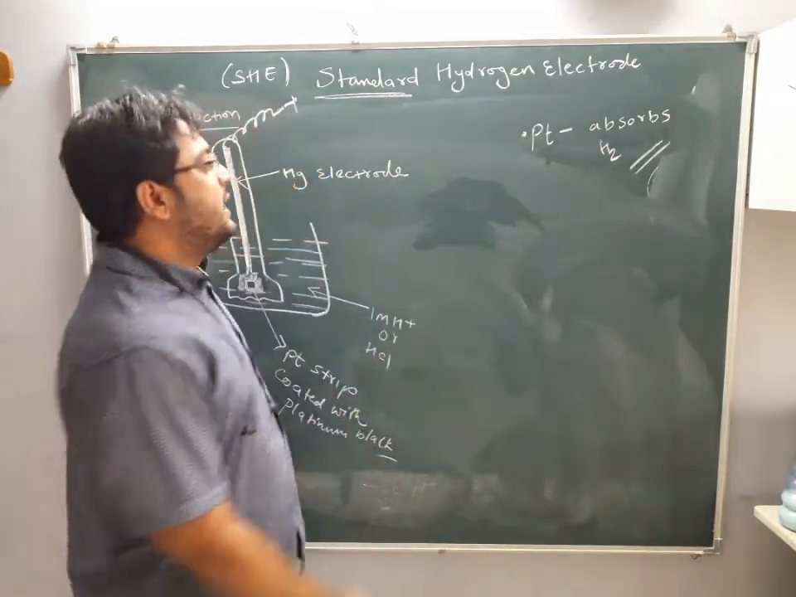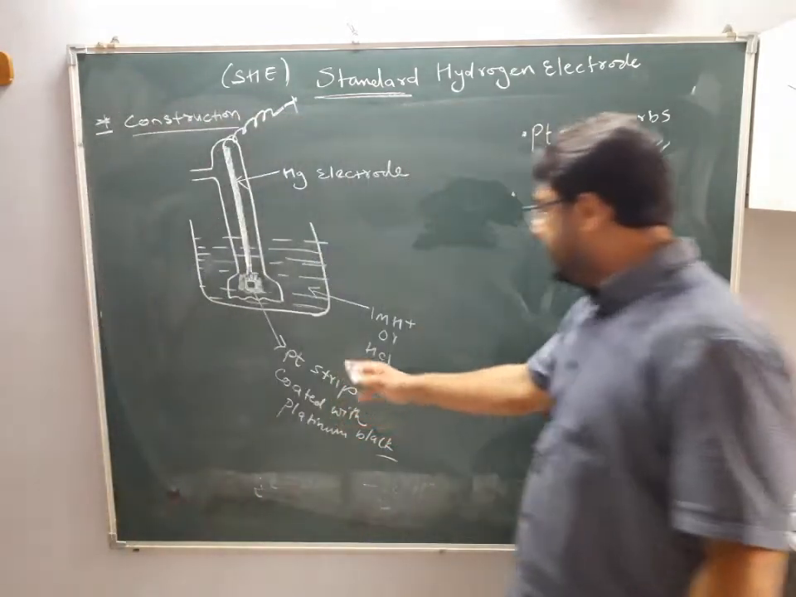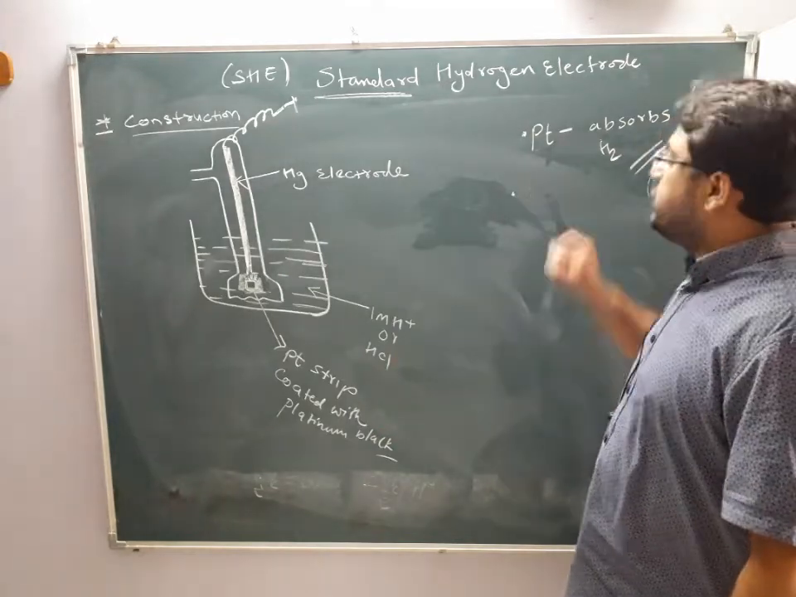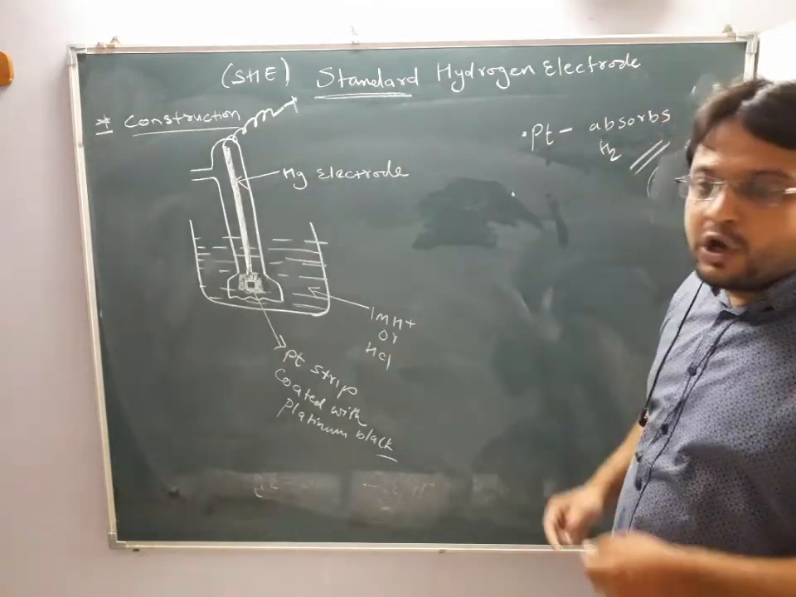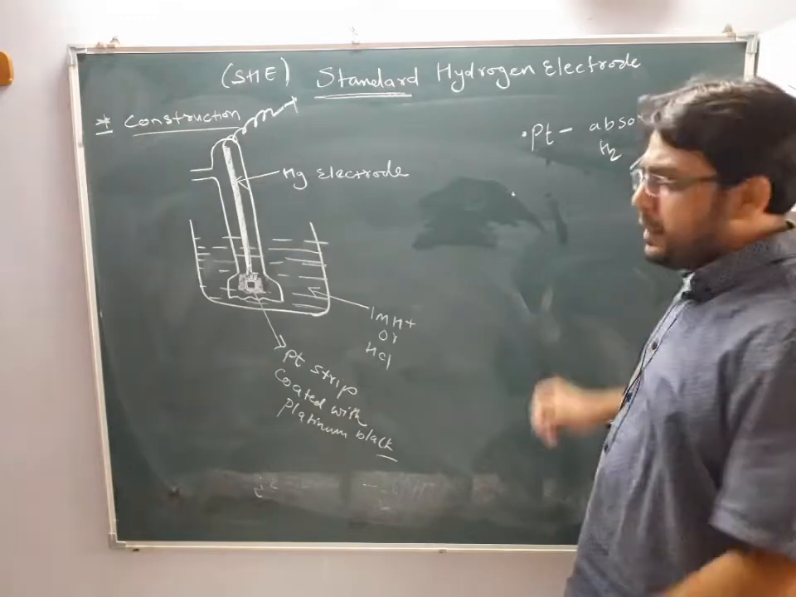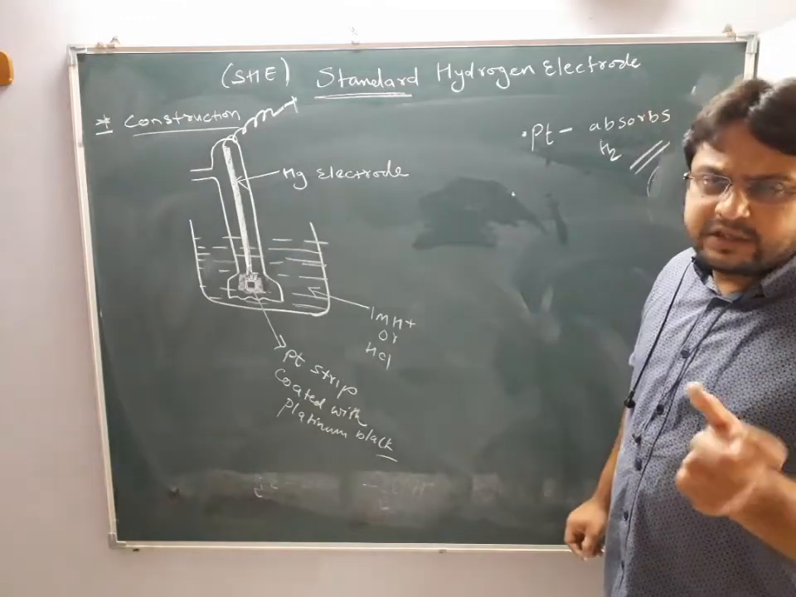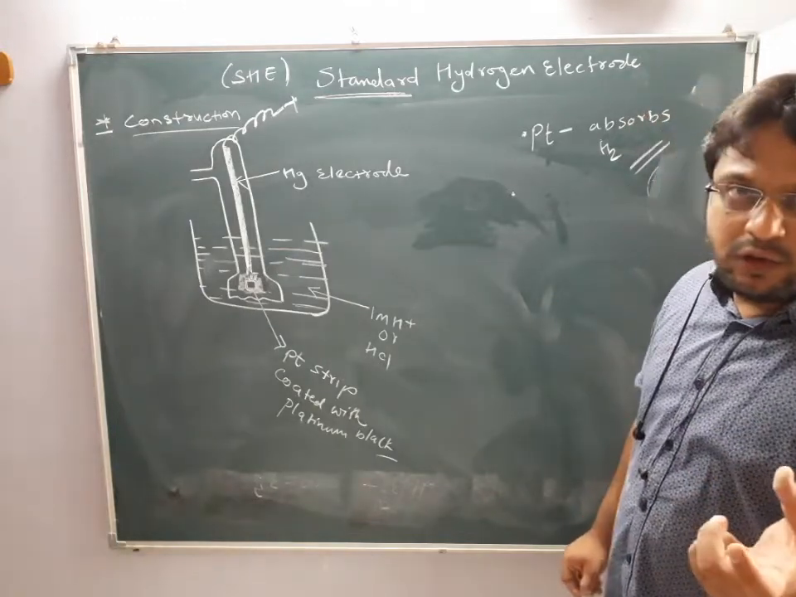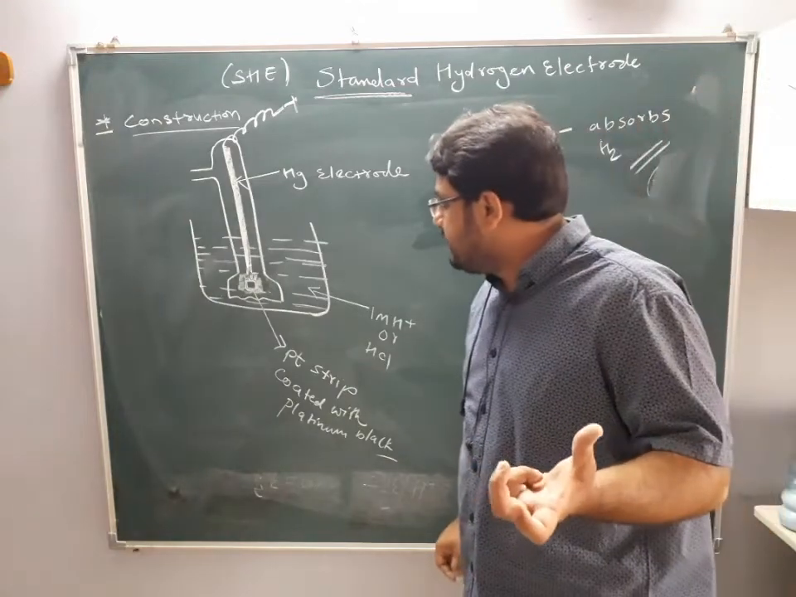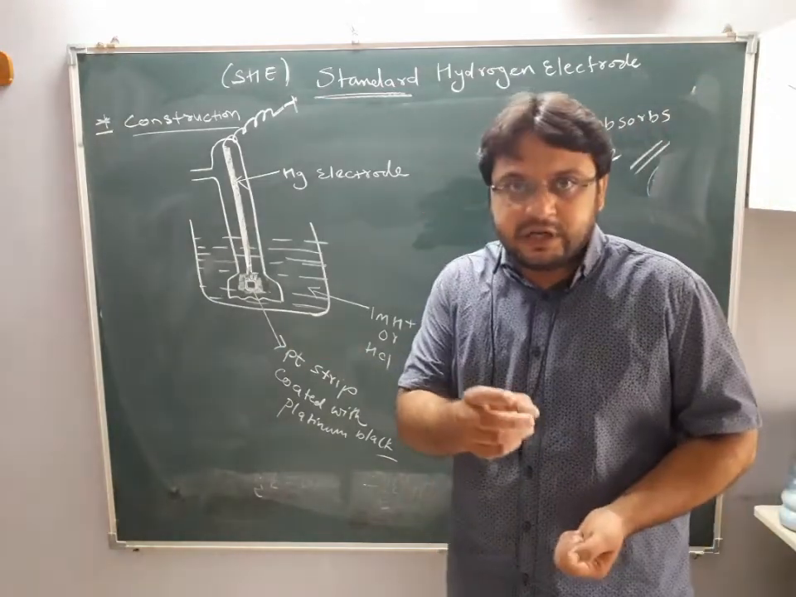Clear this part? Next, I have coated with platinum black. Yes or no? So the reason for coating with platinum black is what? To increase the surface area. See, platinum is a very costly material. It's more costly than gold. So it is a very costly material. So I cannot take a large piece. It will cost too much.